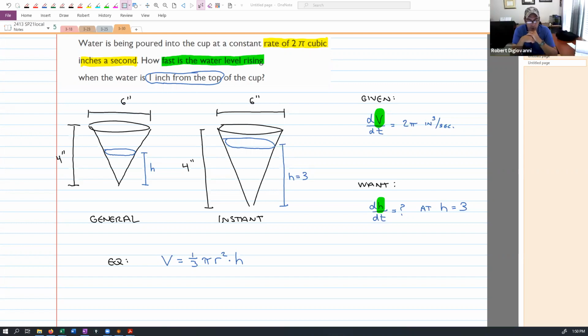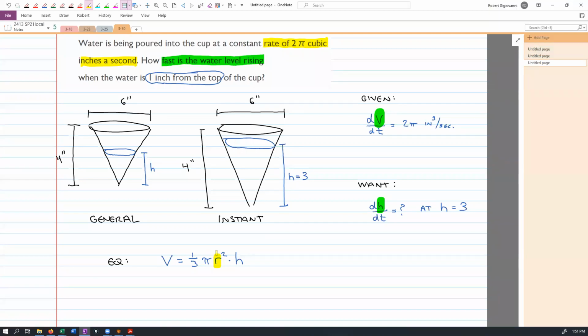Okay, so the idea here is to try and eliminate R from this equation. But you can't just throw it out, right? You have to replace the R with something else, and that something else needs to have H or V in it. I know how to do it, I just can't really explain it. You can compare the two cones using similar triangles, and eventually you can find the relationship between H and R.